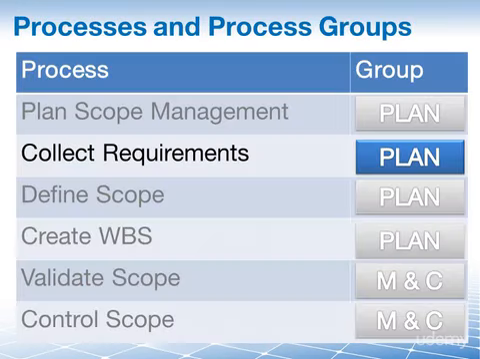And here is our usual matrix of the processes and process groups and where they fall. And if you remember, here in scope management, we have 4 processes that fall into planning and 2 processes that fall into monitoring and controlling. We're currently looking at collect requirements, and we're still in the planning process group.